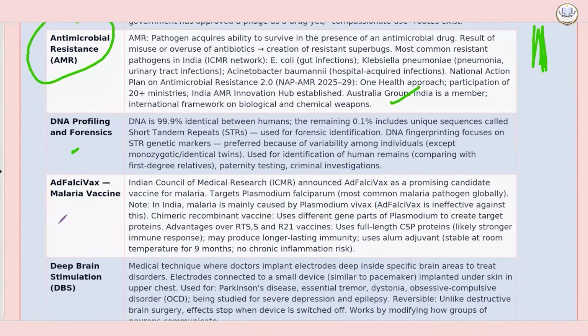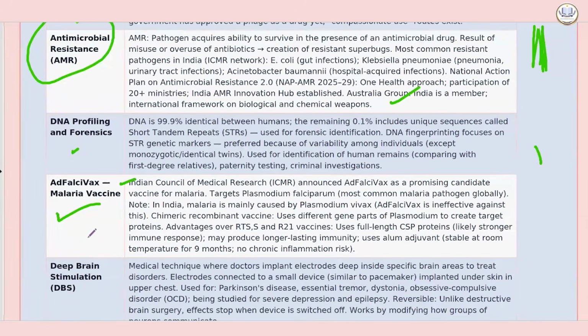Then we have the AdFalciVax malaria vaccine. ICMR announced AdFalciVax as a promising candidate vaccine for malaria, which targets Plasmodium falciparum, the most common malaria pathogen globally. In India, malaria is mainly caused by Plasmodium vivax, and AdFalciVax is ineffective against this.